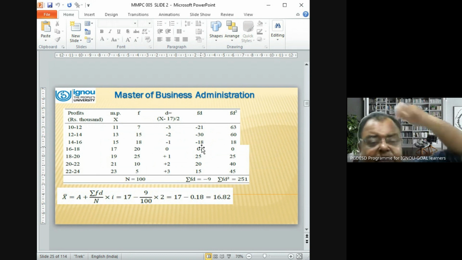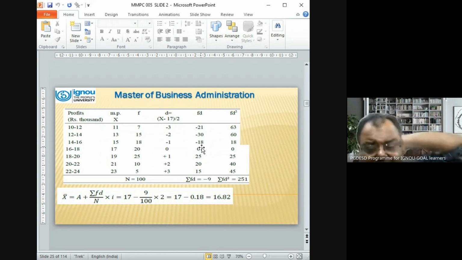Here it comes. Column number 1 and column number 3 is given to you. Column number 2 has been calculated. This is the mid value. The difference between 10 and 12 is 2. That means from 11 you will be adding 2: 13, 15, 17, 19, 21 and 23.